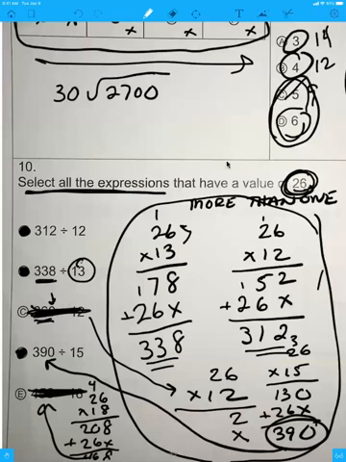So that is an idea of the kinds of questions that you're going to get on your first monthly, and some test taking strategies and some ideas on how to solve them.